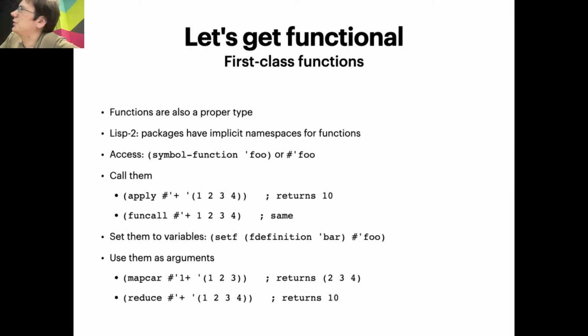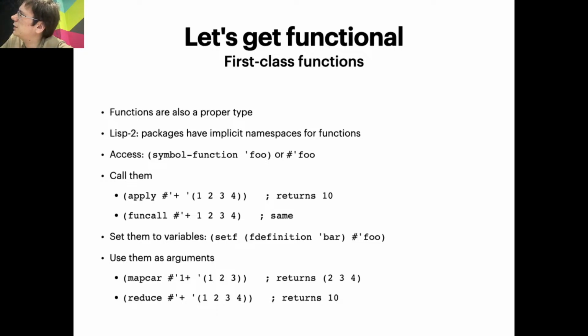So yeah, Common Lisp is Lisp 2 in this case, and so we can access this namespace by using the symbol function form with the symbol, or this can be abbreviated with the sharp syntax, and we can call our functions explicitly by using this abbreviation in this example. So we can do this with either apply or funcall forms.